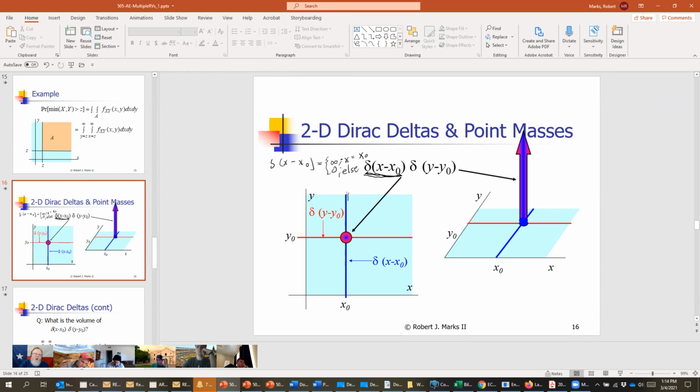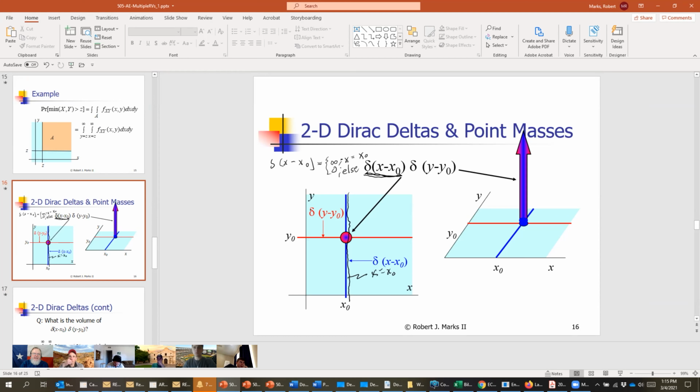Well, all along this line here, independent of y, x is equal to x naught. All along this line gives us a Dirac delta, and you can think of it as a knife edge. It's a knife edge kind of pointing out at you. And that's what a one-dimensional Dirac delta looks like in 2 dimensions.